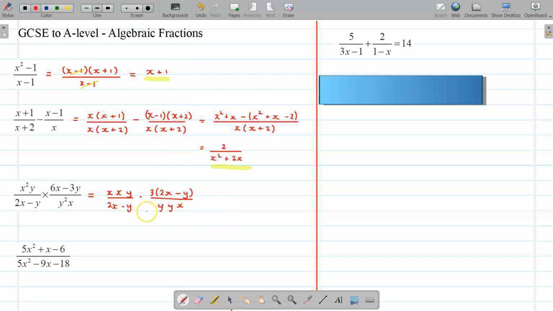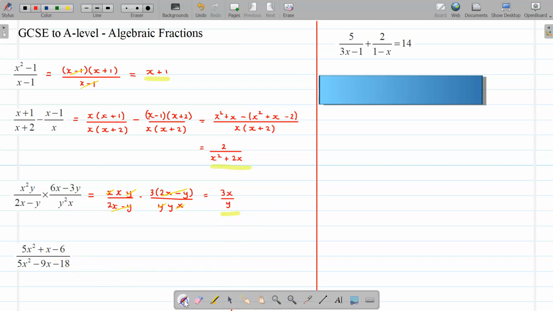Okay, so we look now for opportunities to cancel, and it's quite easy because there's a lot that you can do here. So we can take out the x and the x, we can take out the y and one of those y's there, and we can take out the 2x minus y and the 2x minus y. And that leaves you with a very simple expression, because you've just got on the numerator 3x, okay, and on the denominator you've just got y. And that's it. That is the simplified algebraic fraction of the original.